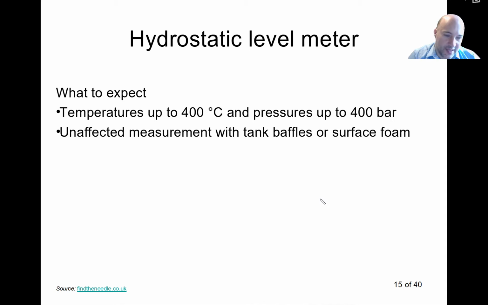So what can you expect? It's a pressure sensor, so it measures up to quite high temperatures and pressures, approximately up to 400 centigrades and about 400 bars. Again, it may vary based on manufacturer and application, but this is a rule of thumb example. So it will definitely not be measuring up to, I don't know, 1000 centigrades, for example, but up to a few hundreds of centigrades. And it is unaffected by the surface foam that is floating there, or by some bubbles that you may have in the liquid.